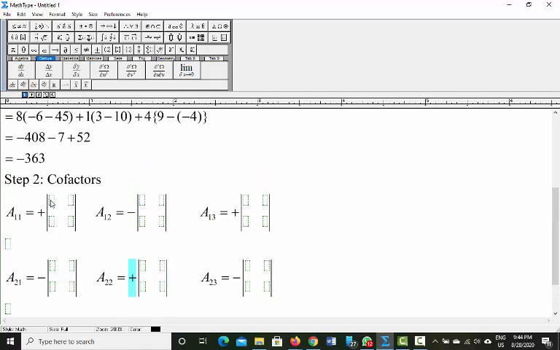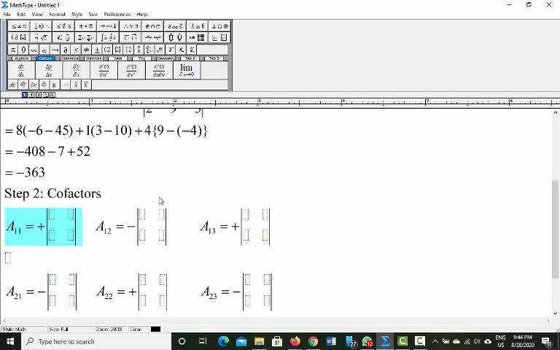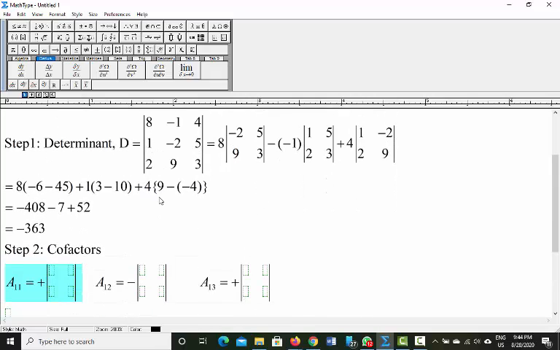Now we need to fill out the inside elements here. As I said, the first element should be plus. Now we need to find the cofactor of the first element. It's almost like finding a determinant. The only difference is that when you find a determinant, we multiply by the element, but when you want to find the cofactor, we do not multiply by the element. We will only find the cofactor.